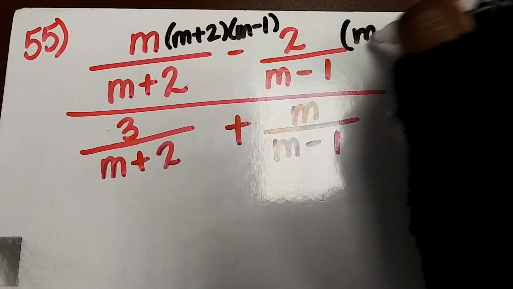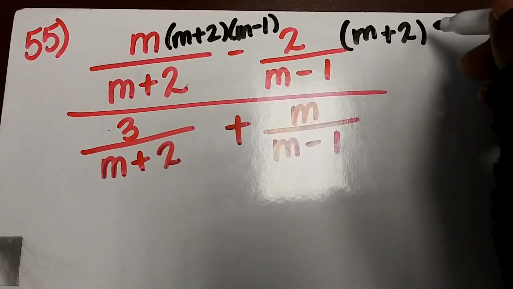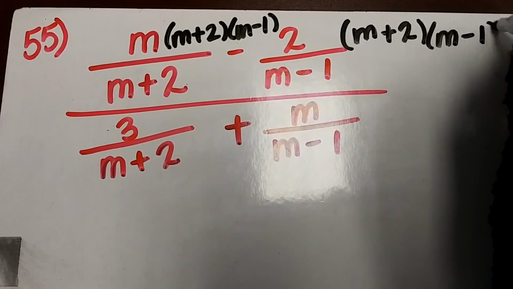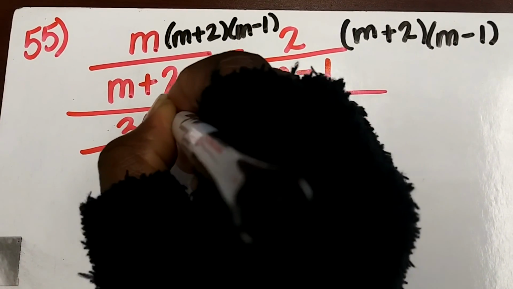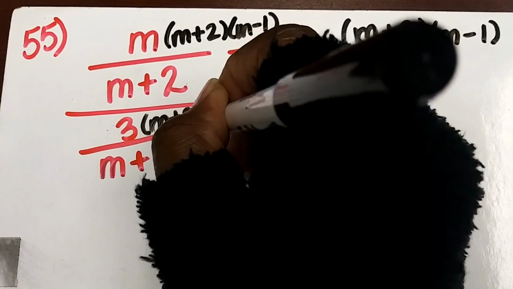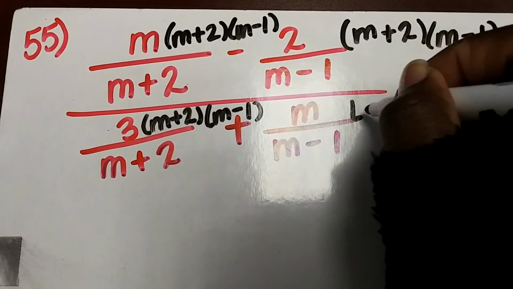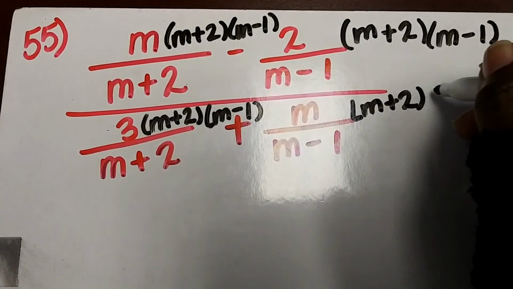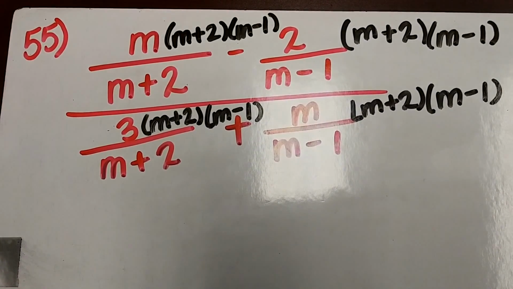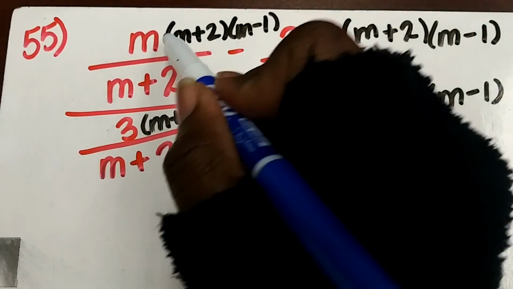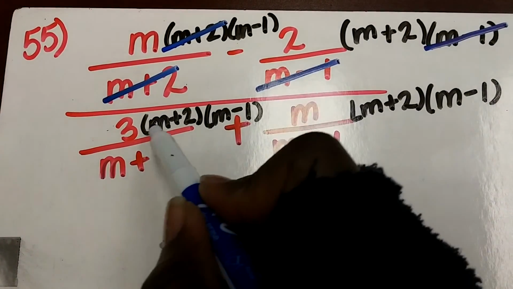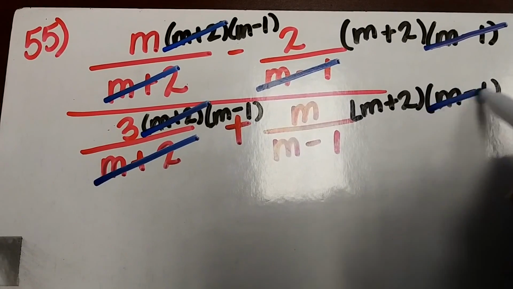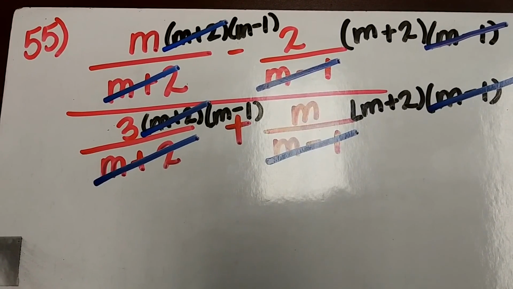And then write it again. It can be very tedious, but take your time so you can have that visual. Take your time and write it out. Okay, so now, cancel out. We're going to cancel out m plus 2, m minus 1, m plus 2, m minus 1. And write what is left over.